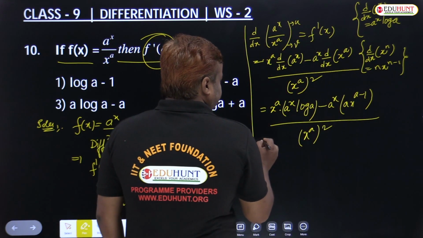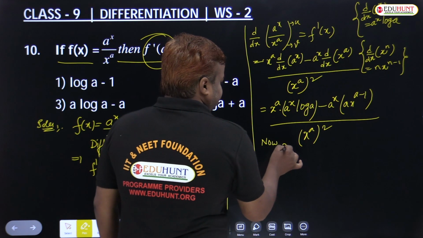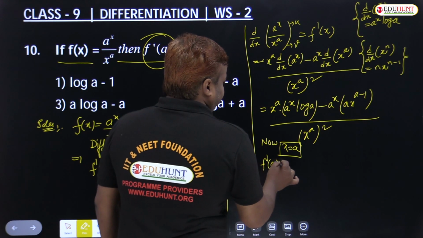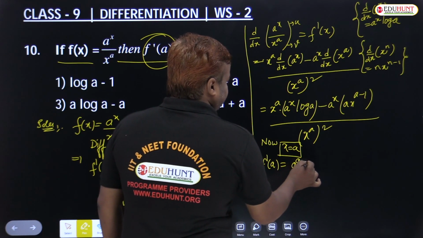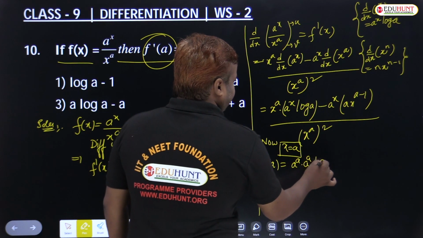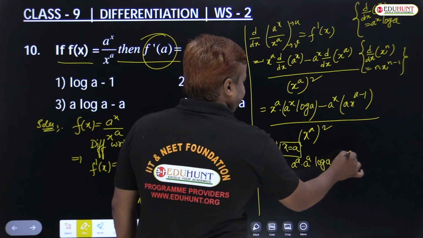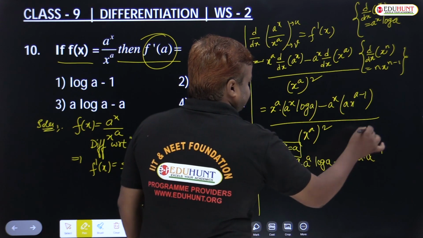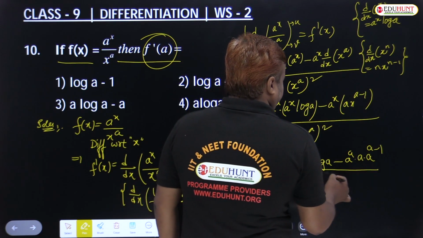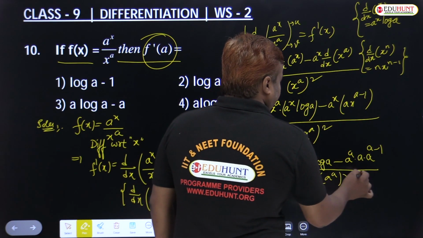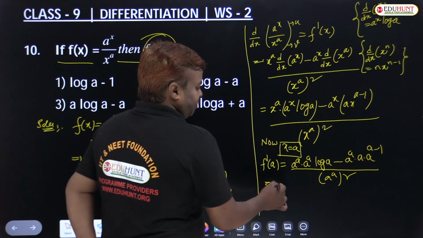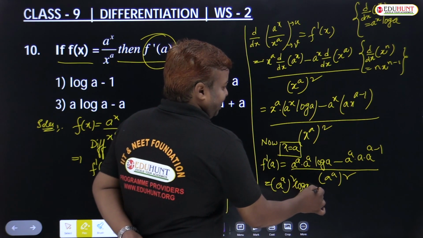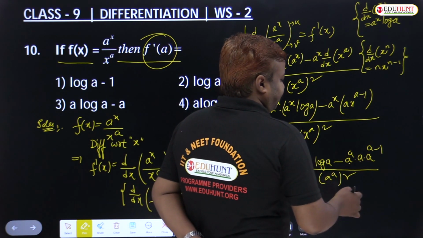Now you can substitute that x is equal to a, then we can get f dash of a is equal to a power a into a power a into log a minus a power a into a into a power a minus 1 divided by a power a whole square. Now you can write this as a power a whole square into log a minus a power a into a power a into a power a.